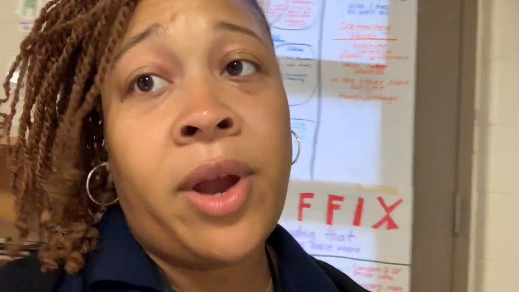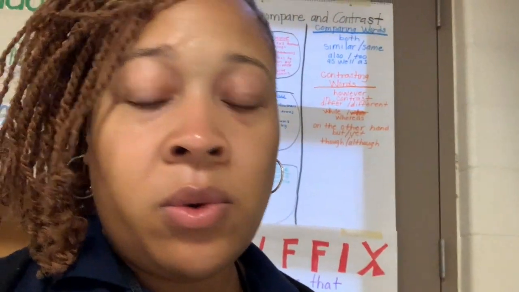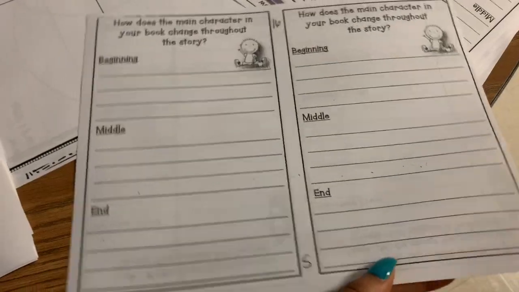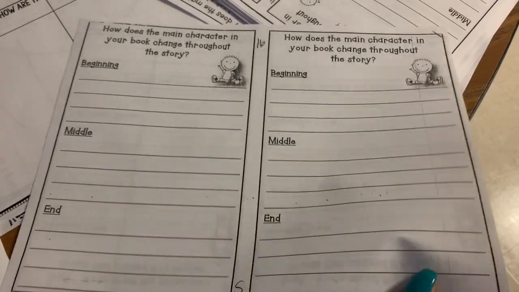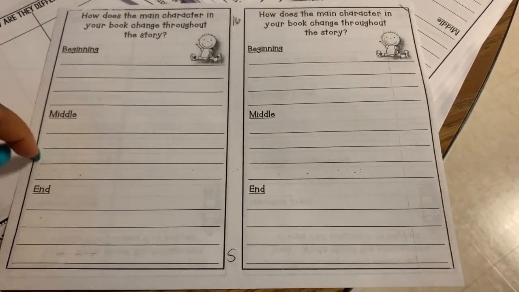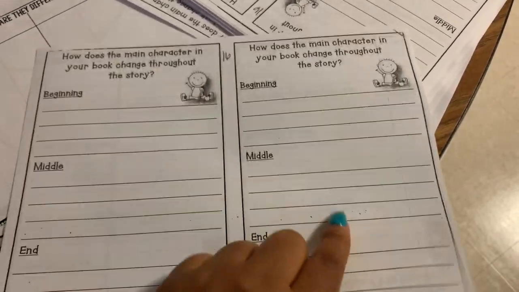Also, we do the RISE strategy in our class, and with us reading those two different stories, they're going to do one of the strategies on both of the stories. So check it out. This is one of the strategies, and with the two stories, they're going to write the beginning, middle, and end of the story, and of course they're going to describe their mental image.